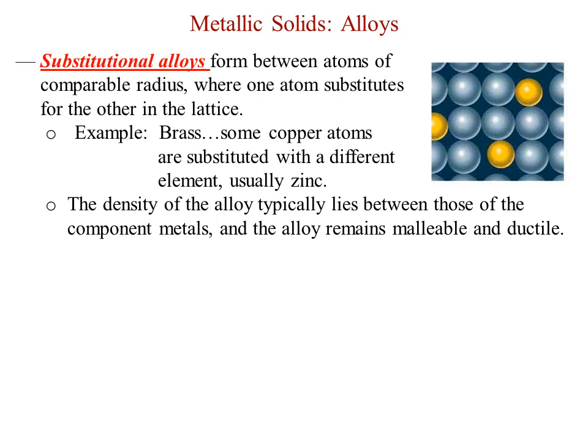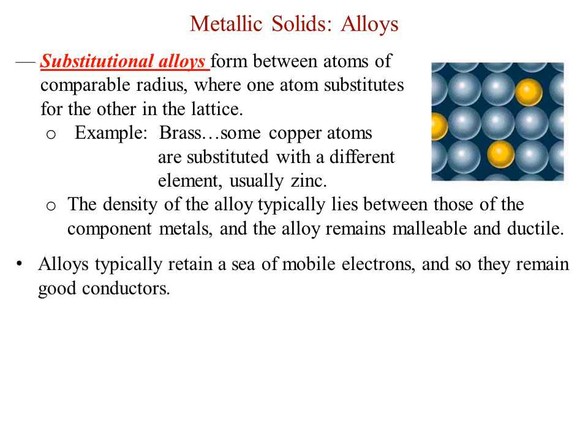And the alloy is going to remain malleable, it's going to remain ductile, whereas the interstitial alloys are changing the malleability and changing the ductility. A substitutional alloy really doesn't do that. Alloys, again, typically retain their sea of mobile electrons, and so alloys of gold and silver and copper and steel is still a good conductor, so we're not going to consider the conductivity of the material to change hardly at all.